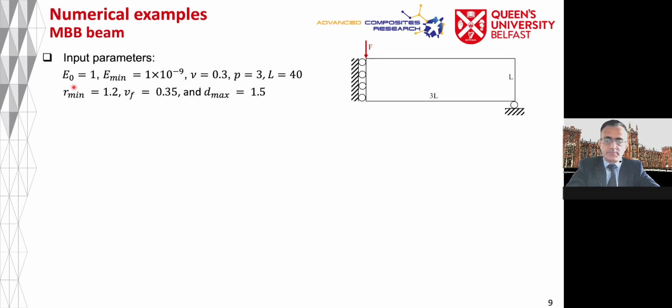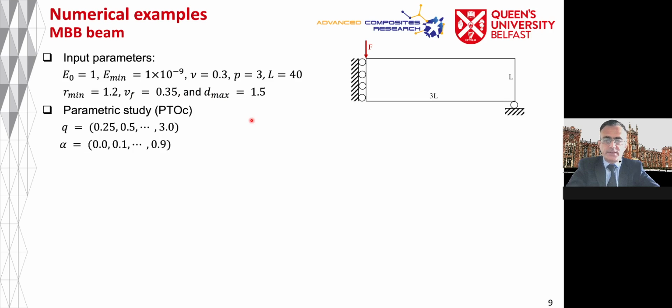So Young's modulus is 1. Emin is a very small value here. Poisson's ratio is 0.3. Penalty parameter is 3 here, which is used in the SIMP method. L here is 40. The R min, which is used in the density filter, is 1.2. Volume fraction is 0.35, and the influence domain multiplier is 1.5 here, which is used in the mesh test method.